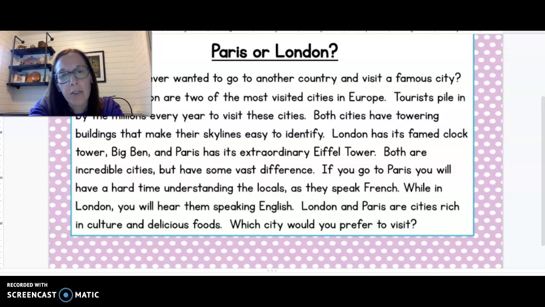Now let's think of opposites. So contrasting, what are their differences? It said in London that it has the clock tower, Big Ben. In Paris, it has the Eiffel Tower. In London, they speak English, but in Paris, they speak French, so we wouldn't be able to understand them. Okay, so that would be comparing and contrasting Paris and London.